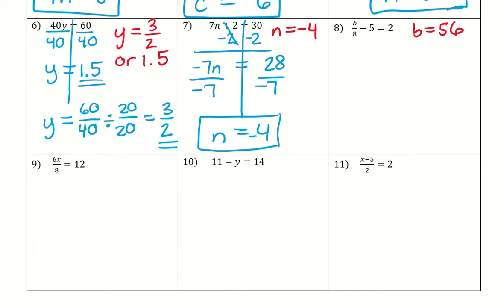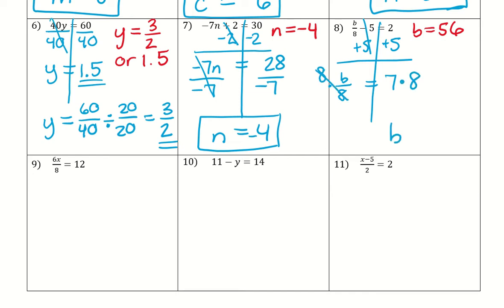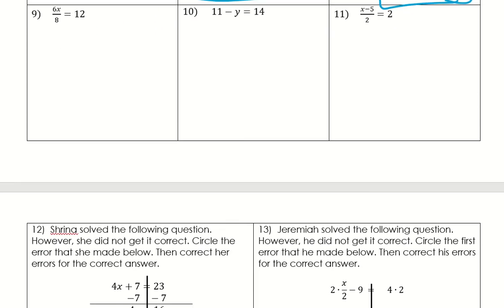All right, number 8. Plus 5 on both sides. I have b over 8 equals 7. 5's cancel. So now I multiply by 8 on both sides. b equals 56. Okay. Moving on to 9, 10, and 11.